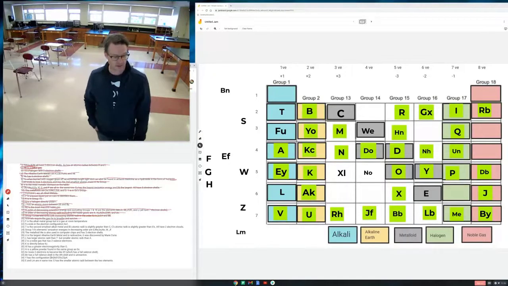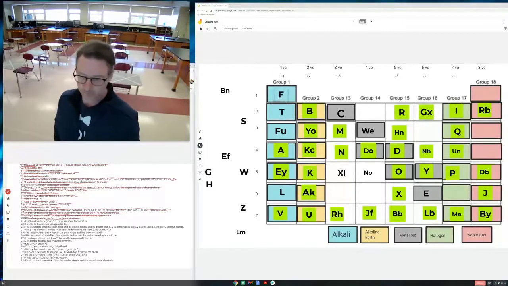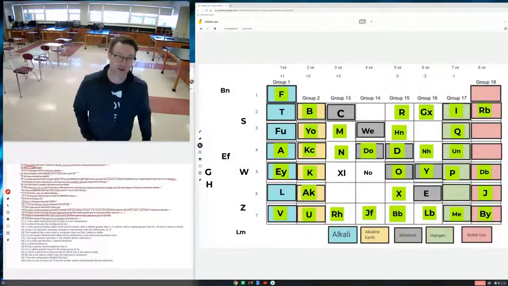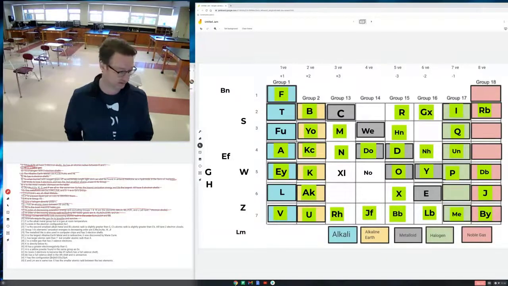F is in the alkali metal group, but it's a gas at room temperature. There's one exception to the alkali metal group, and that's hydrogen. So the only place where F could be is in the spot for hydrogen. It's in the alkali metal group, but it is a gas. It's the only exception to that rule.